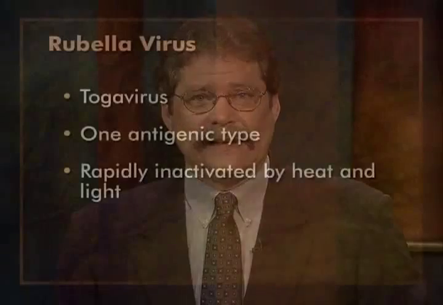Rubella virus was first isolated in 1962. About the same time, a pandemic of rubella occurred in Europe and America. Thousands of families suffered because of the miscarriages and birth defects caused by rubella virus. This helped stimulate the development of a vaccine.